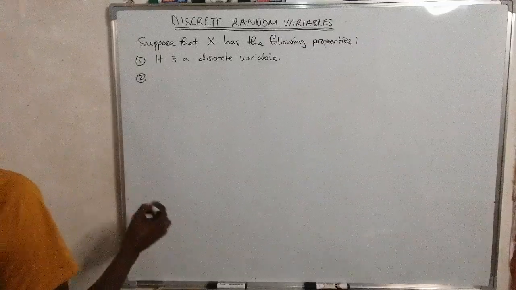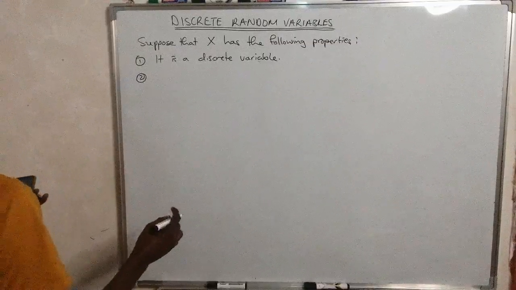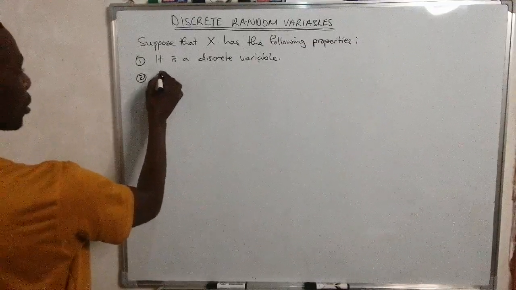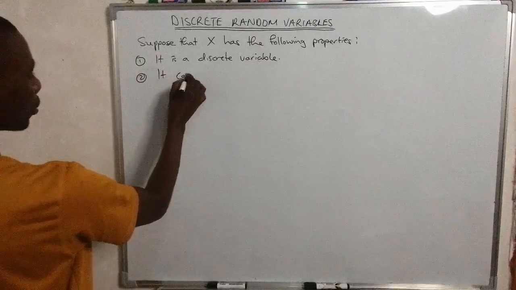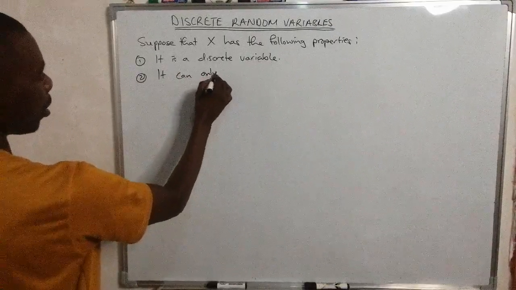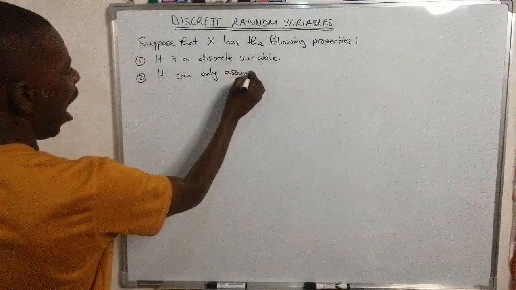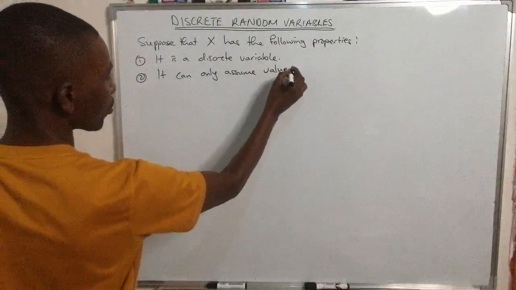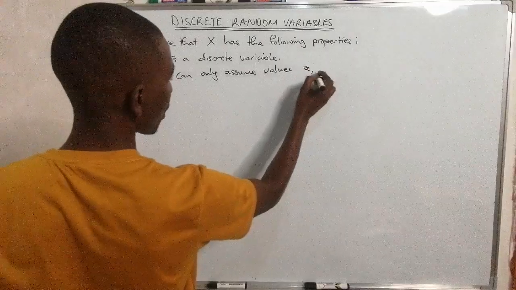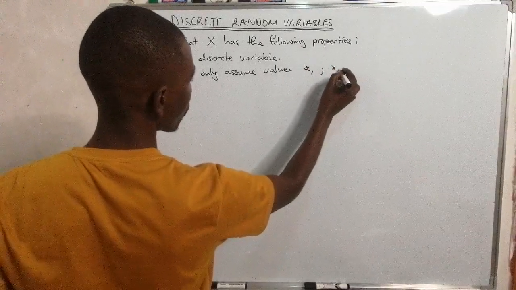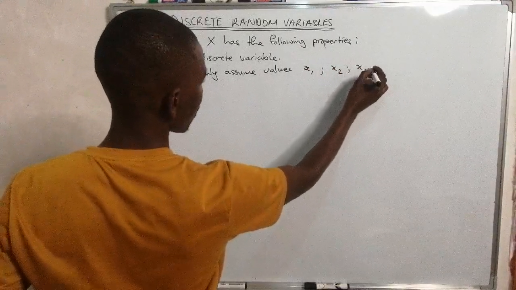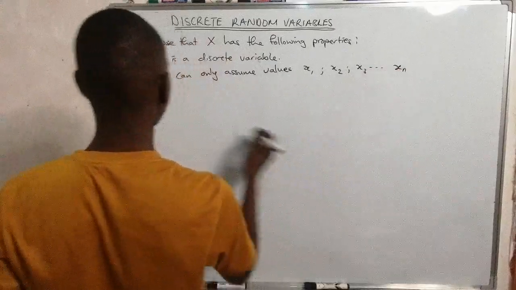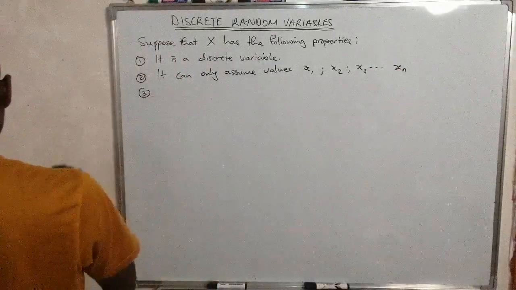Number two, let's say x can only assume values x1, x2, x3 up to xn.